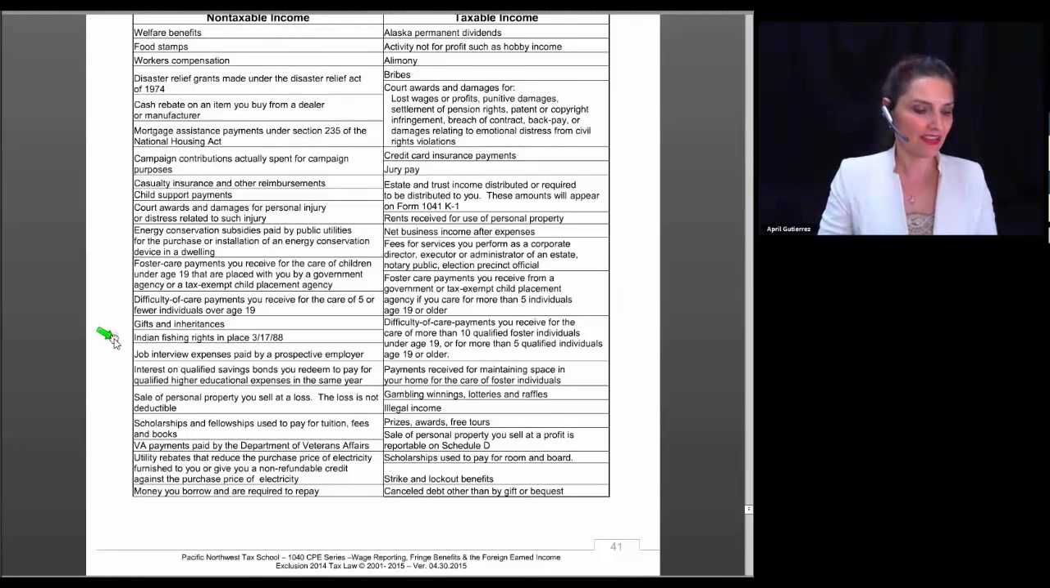gifts and inheritances, Indian fishing rights, and I actually have a client who gets these Indian fishing rights, job interview expenses paid by a prospective employer, interest on qualified savings bonds that you redeem and then use to pay for qualified higher education expenses, sale of personal property that you sell at a loss, but the loss is not deductible, scholarships and fellowships used to pay for tuition, fees and books, VA payments paid by the Department of Veterans Affairs, but don't confuse those with actual federal pension.